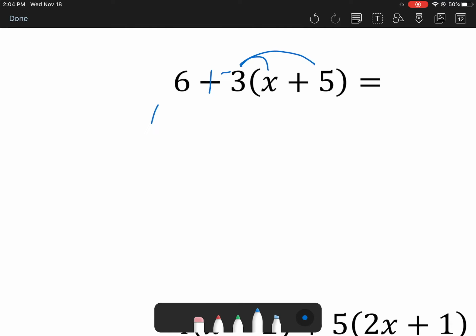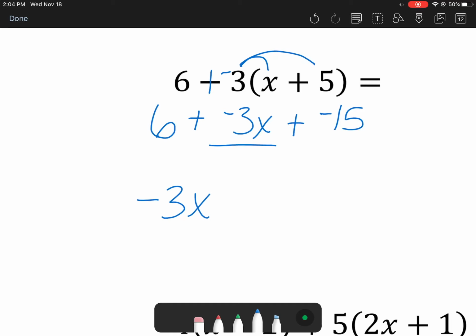This 6 we did not touch, so it's going to come down for the ride. Plus negative 3 times x, or negative 3x, plus negative 3 times 5, or negative 15. Now I can start finding my like terms. I have a negative 3x here, chilling by itself. And then I have 6 plus negative 15. 6 plus negative 15 is negative 9. So that means that this guy right here simplifies to this expression.